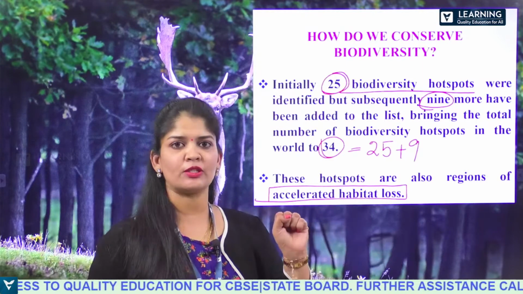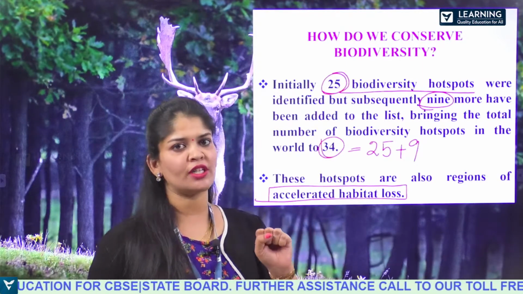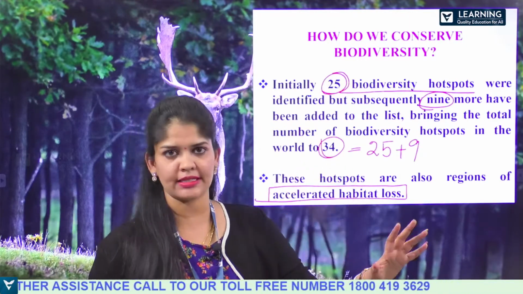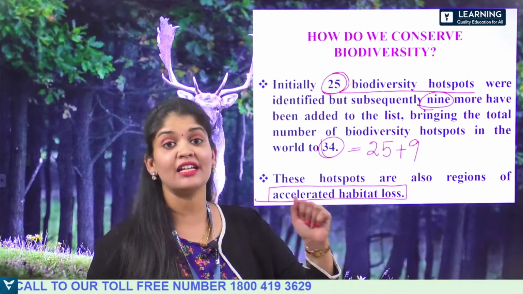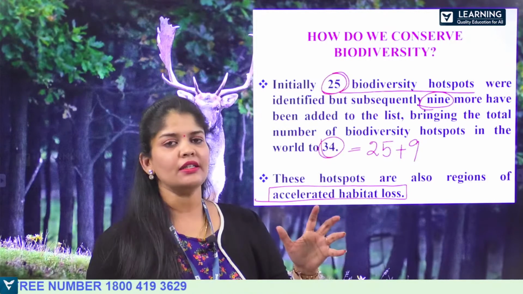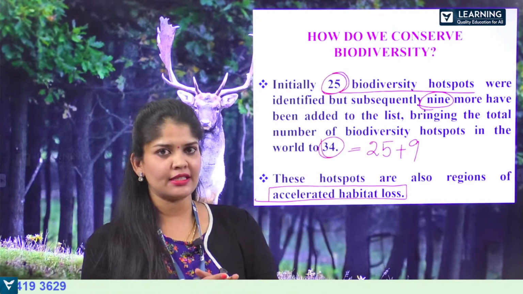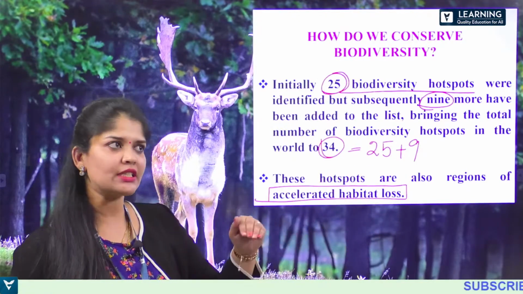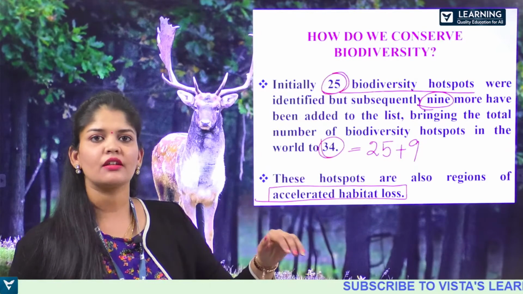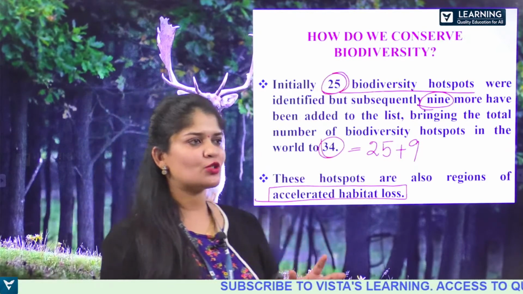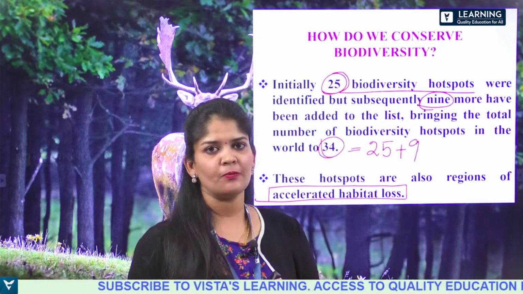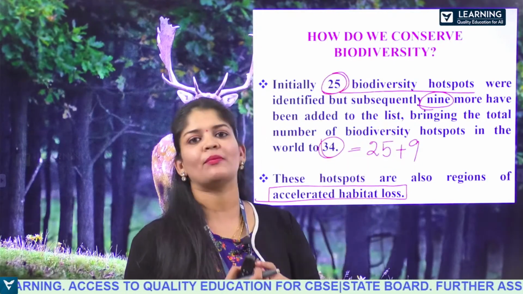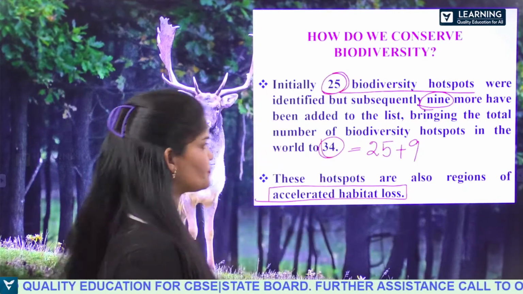Hotspots are identified based upon criteria like very high species richness and endemic species existence, endemic species availability. And these are the places that we call regions where there is accelerated, that means increased, habitat loss. Therefore, they have to be conserved with care, and that care has been taken by identifying them as biodiversity hotspots.